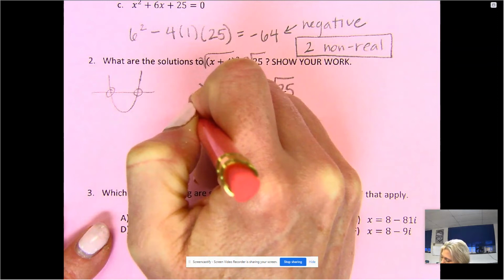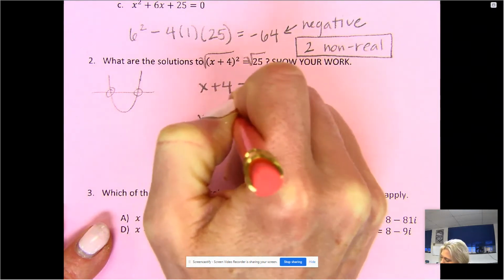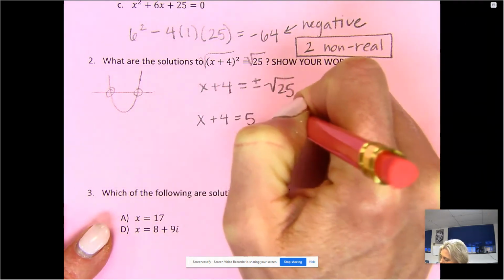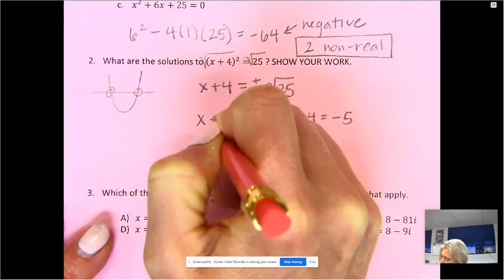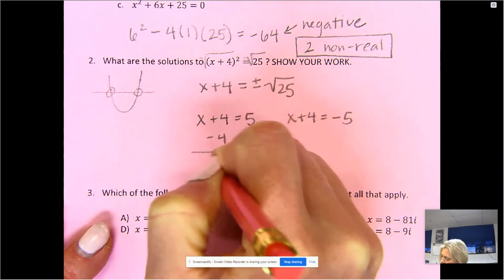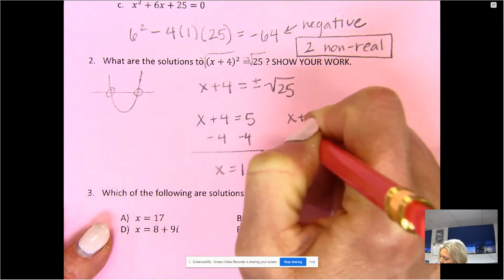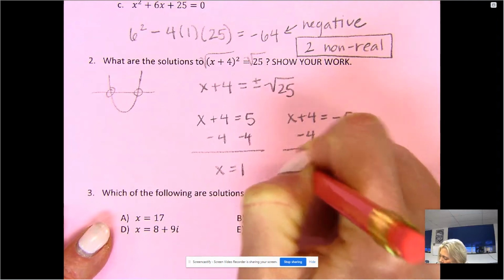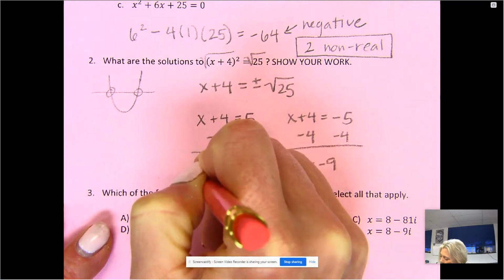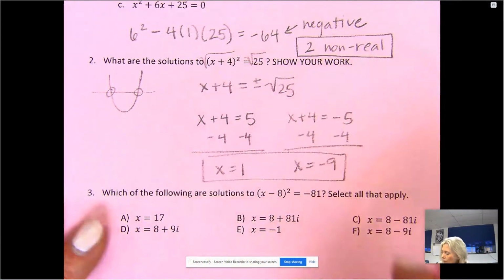So I have two equations to solve. x plus 4 equals 5. And x plus 4 equals negative 5. So subtract the 4, and we get 1. And over here, when we subtract the 4, we get negative 9. So two real solutions there.